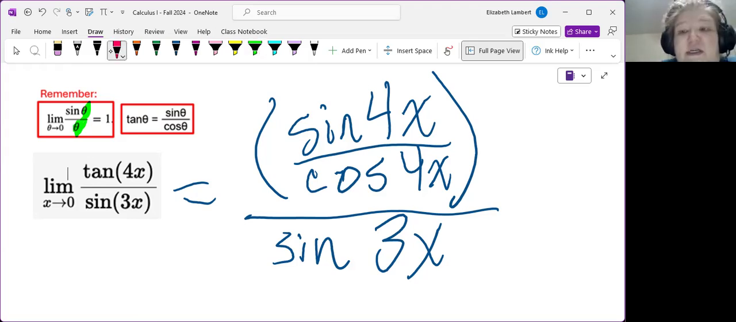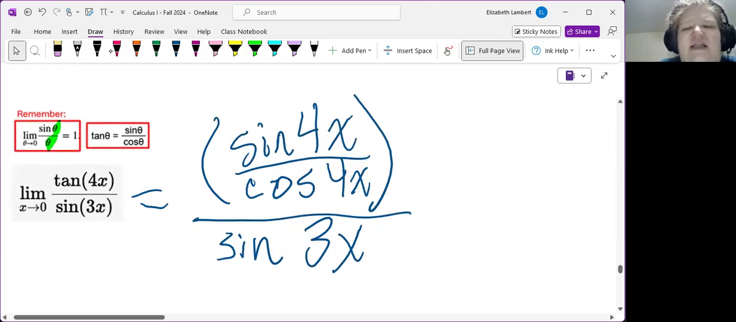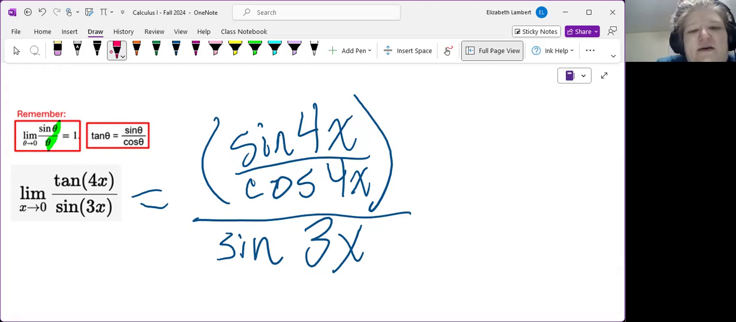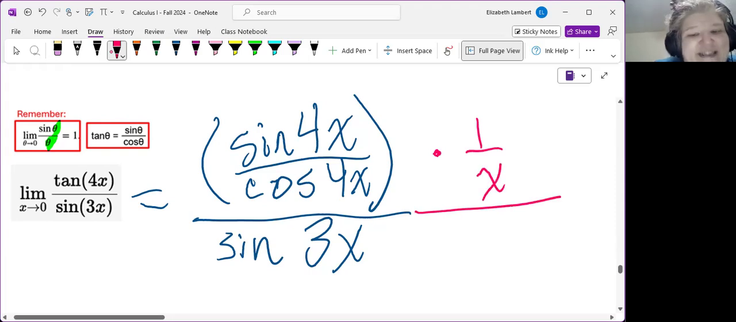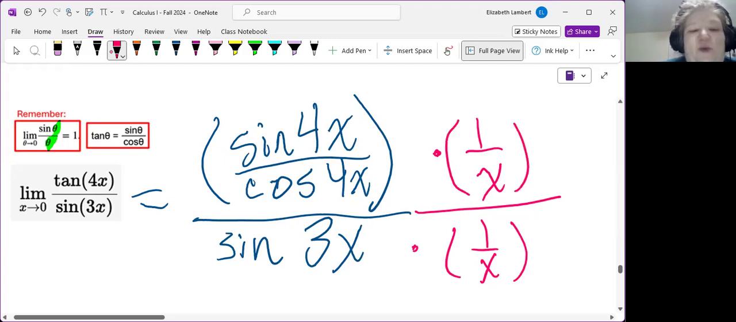So this is going to look a little weird because we're actually going to make things more complicated. But I need to see sine of 4x. I need an x on the bottom there. And I need an x on the bottom down here. It looks very silly, but we are shoehorning those x's in because we're aiming for that sine ugly over ugly.